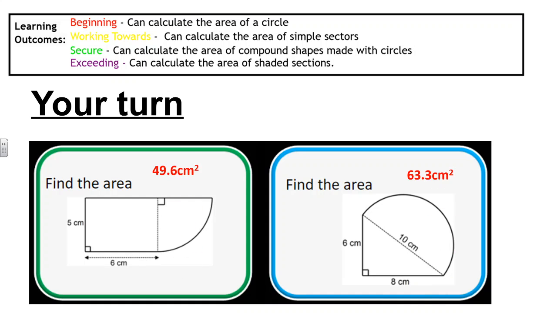Okay, let's see how we got on with that. So the first one, we should have done the area of the rectangle for 30 centimetres squared, and the quarter circle is pi times 5 squared and then divided by 4 and add your two answers together. This one over here, we've got a triangle, so that's height times base divided by 2. So the area of the triangle is 24 centimetres squared, and then we need to half the 10 because that's a diameter. So this is pi times 5 squared and then divided by 2 and add your two answers together.